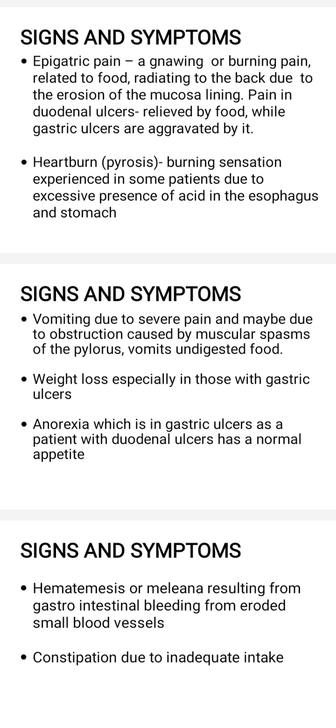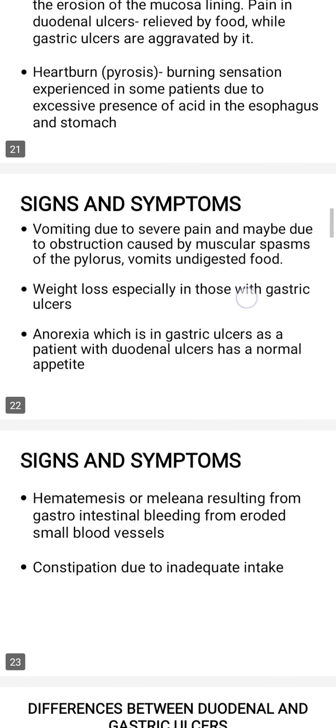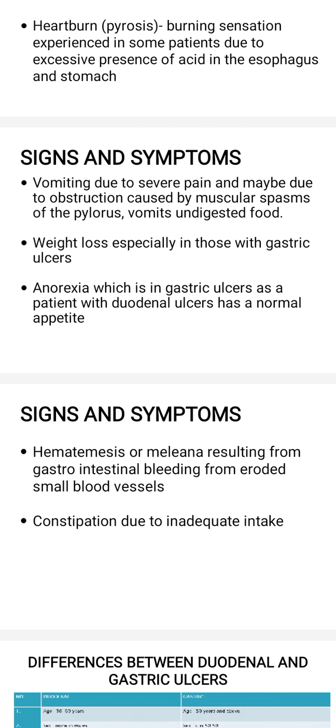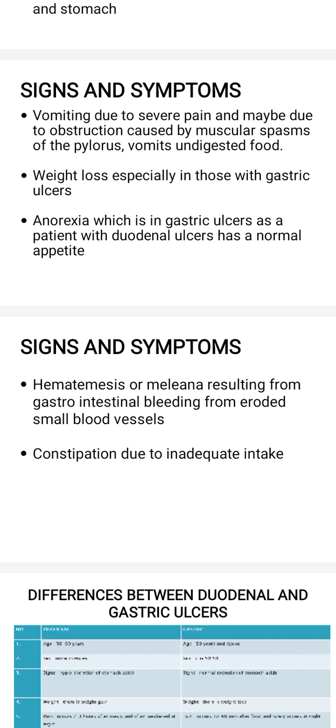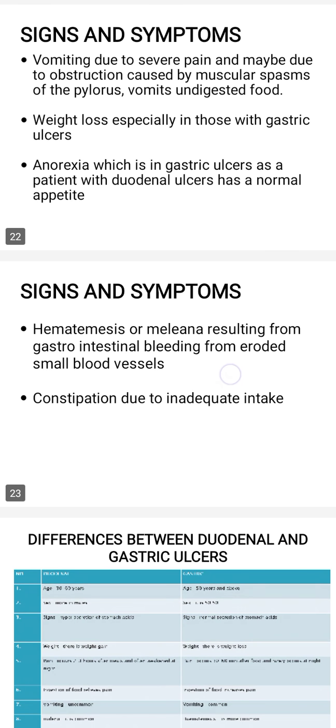Burning sensation is experienced in some patients due to excessive presence of acid in the esophagus and stomach. We also have vomiting due to irritation, which will cause an inflammatory process. It will disturb the GIT function. Once the GIT function is disturbed, it may cause reversed peristalsis, and this may irritate the nerve endings. Due to this pain, it will trigger the vomiting center, and the patient will present with this.